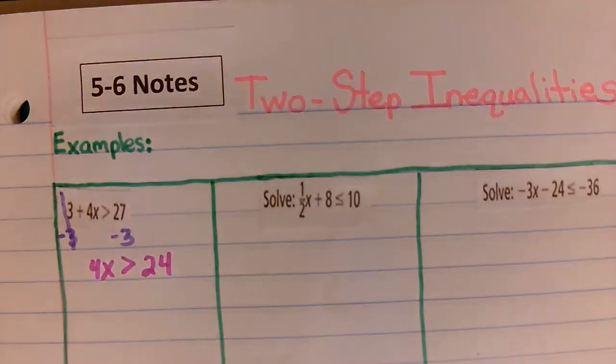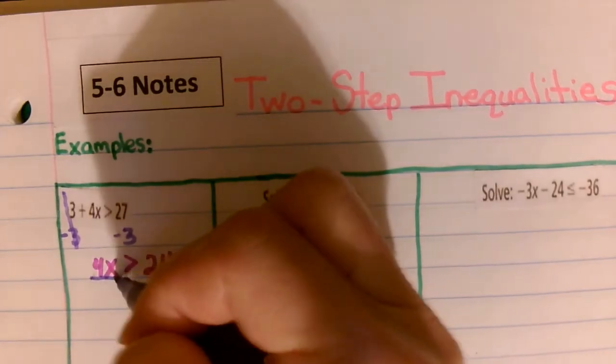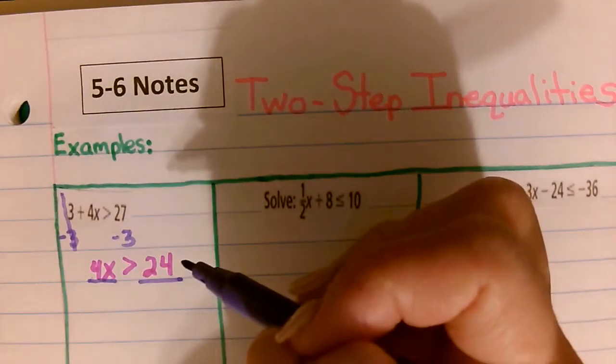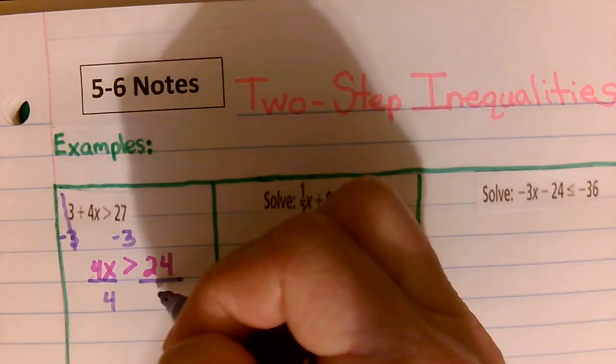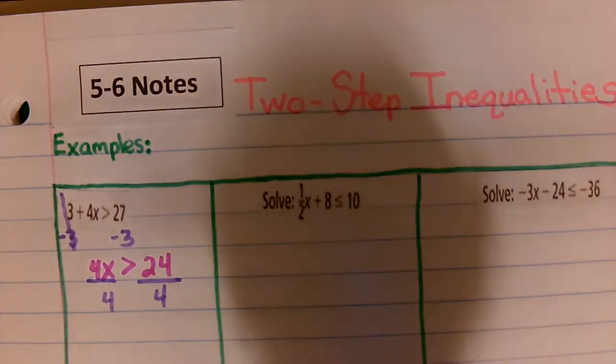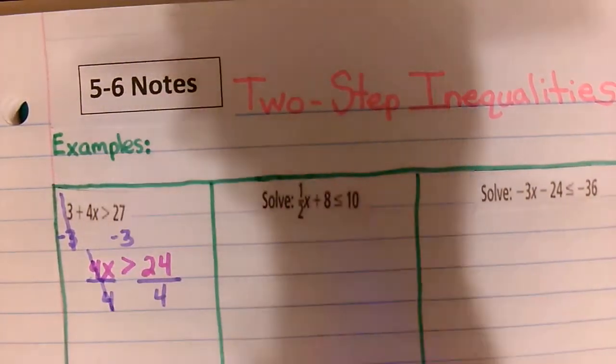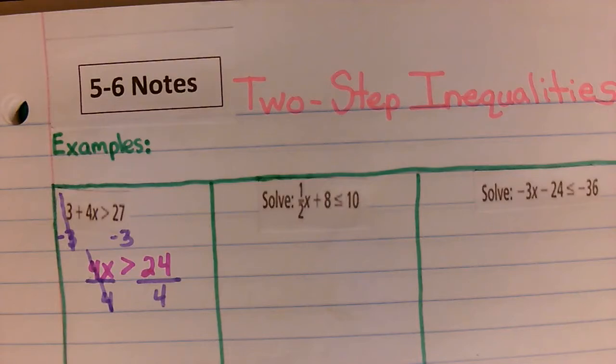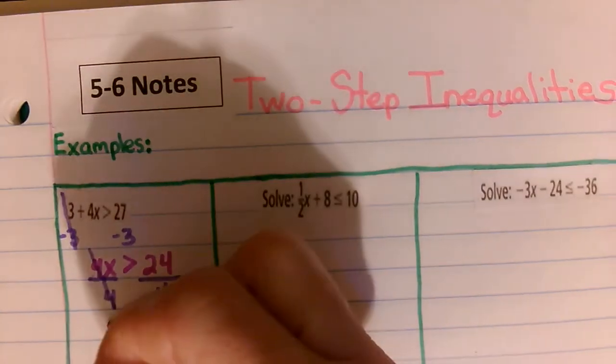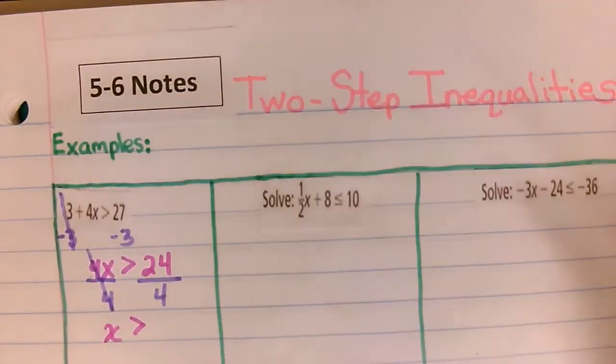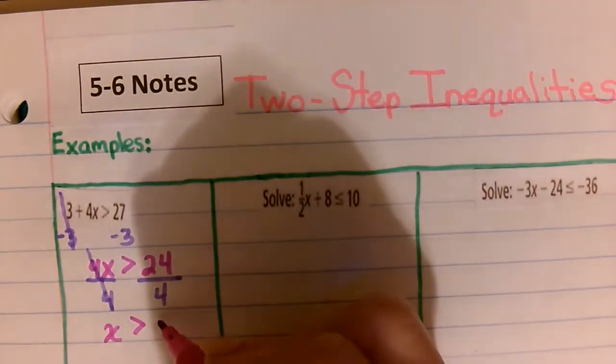From that point, you have 4x greater than 24, and we are going to put a fraction bar under each side. Don't do your division symbols. Divide both sides by 4 so we can get x by itself. These cancel out because 4 divided by 4 is 1. Bring down your x. Bring down your greater than symbol, and then 24 divided by 4 is 6.